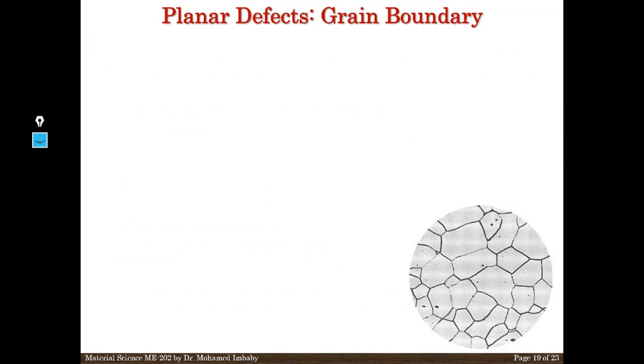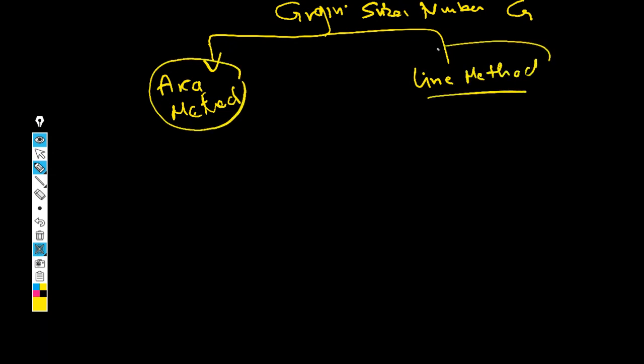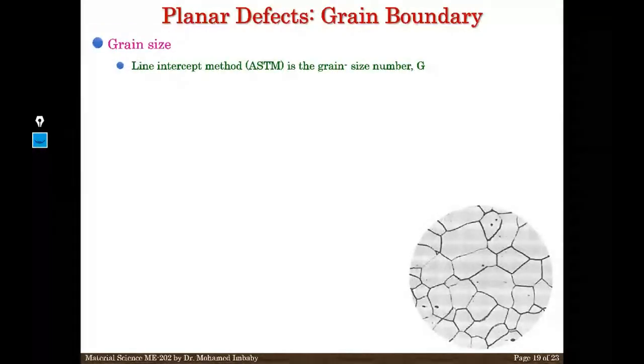The second method, a standard method again, to find the grain size number, is called the line method. You have two methods here. In order to find G, the grain size number, how to find it? One is the area method and the other is the line method. Both are different methods. You can find G. Let me go back. I will explain it here.